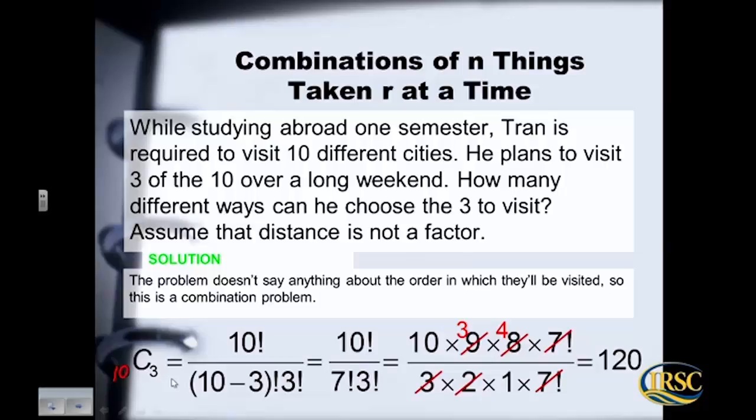All right, so any questions on this particular one? So this means that there are 120 different groups of 3 cities that he could go visit. There's 120 different ways that he can decide on what 3 cities he's going to do that weekend.